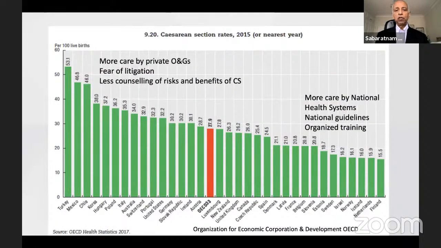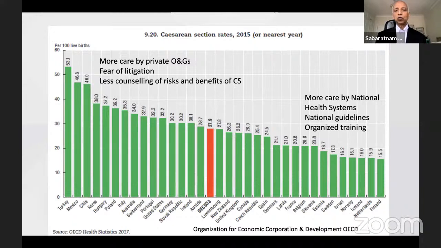This is a global overview of the countries which belong to the Organization for Economic Cooperation and Development. And as you could see, 27% is the average section rate, which is in the red bar. And those countries who have 40 and 50%, there seems to be more private obstetrics. So they must be doing it for financial reasons. Or they have more litigation. So they might be doing it for fear of litigation. And thirdly, there might be less counseling of the women to explain to them the risks and benefits of cesarean. So the woman in labor says, please do a section. And the mother or mother-in-law also says she's suffering, do a section, and they do it. So we have to change that attitude. How do we change it?